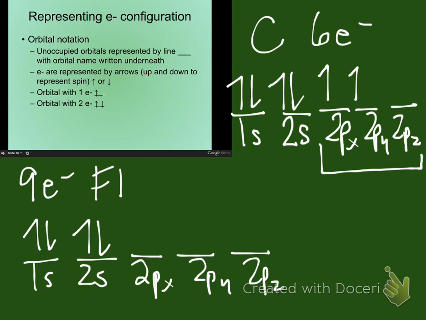Where does the next one go? 2px. And the next one? 2py. And the next one? 2pz. Now what? 2px, 2py. And we're done. Okay?